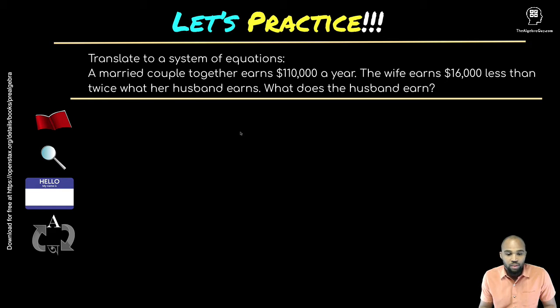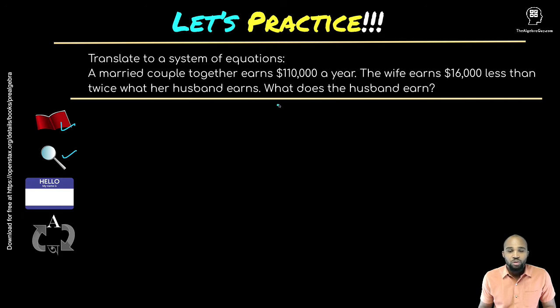All right, let's go to our next problem. A married couple together earns $110,000 a year. The wife earns $16,000 less than twice what her husband earns. What does the husband earn? So we read the problem. I understood the question and the vocabulary that's included there. Now, what are we looking for? We want to know how much does the husband earn.